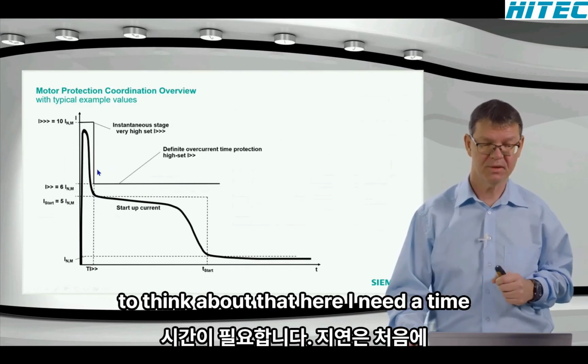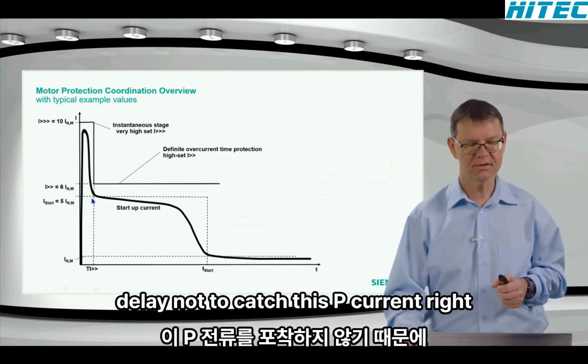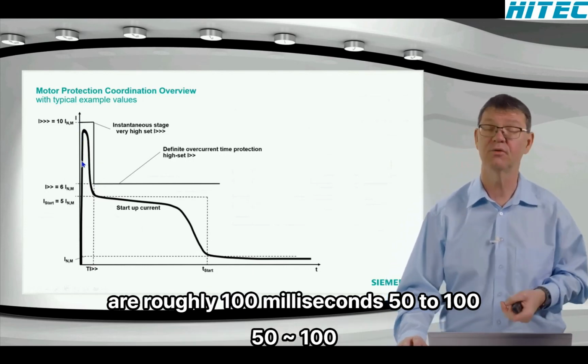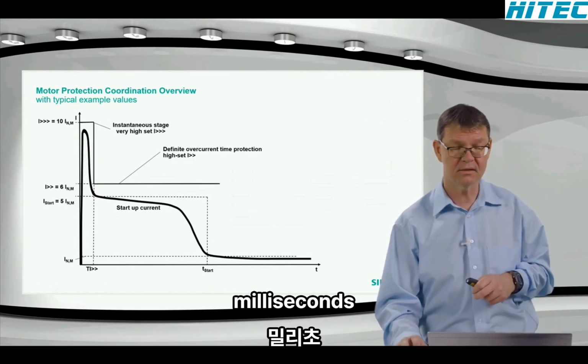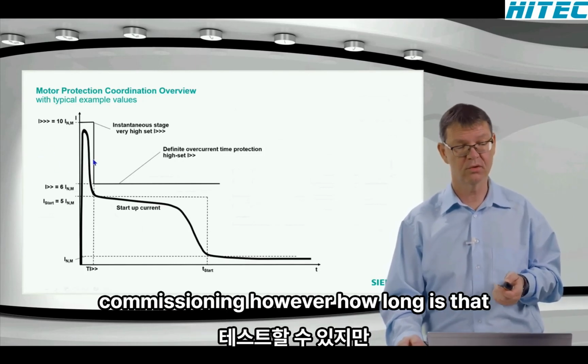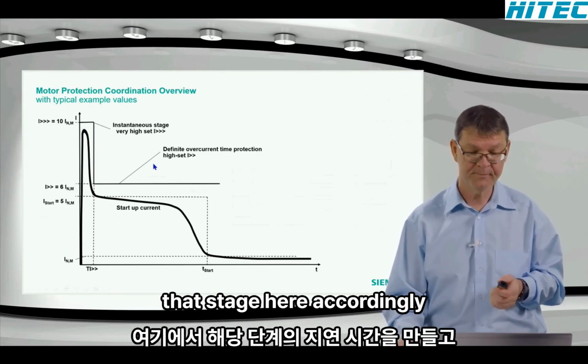So I will put here another stage, which I place with a certain margin above this startup current. However, I have to think that here I need a time delay not to catch this peak current right at the beginning. So typical values here are roughly 50 to 100 milliseconds. This you can test during the commissioning, however: how long is that peak? And then make your delay time of that stage accordingly.